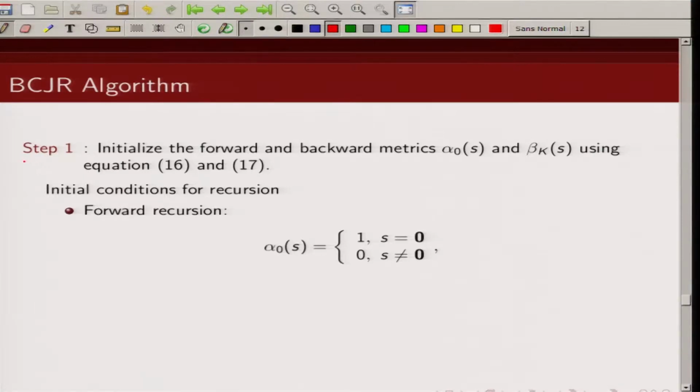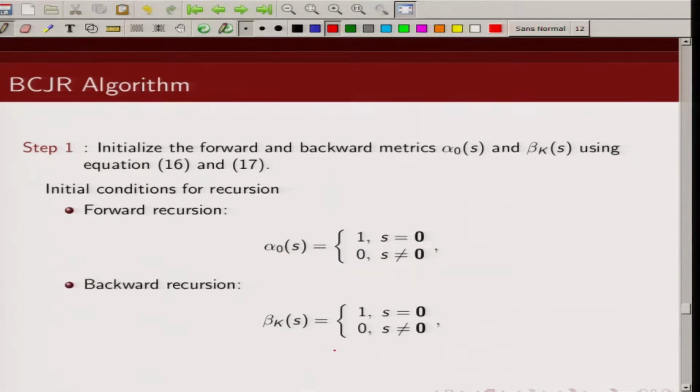So, as we said, the first step is initializing alphas and betas for recursion. Since we started with all 0 state, alpha at time 0 for state 0 is 1, and for the other state, which is state 1, it is 0. And since we are terminating this encoder, beta at time t equal to 4 is 1 for state 0, and it is 0 for the other state, which is state 1.